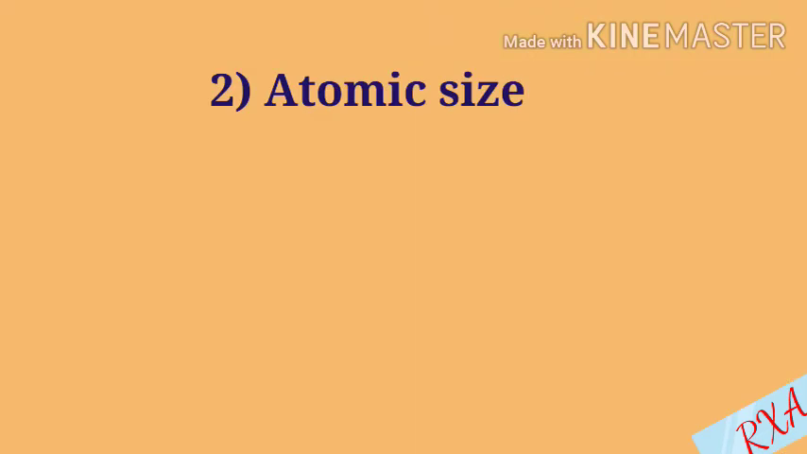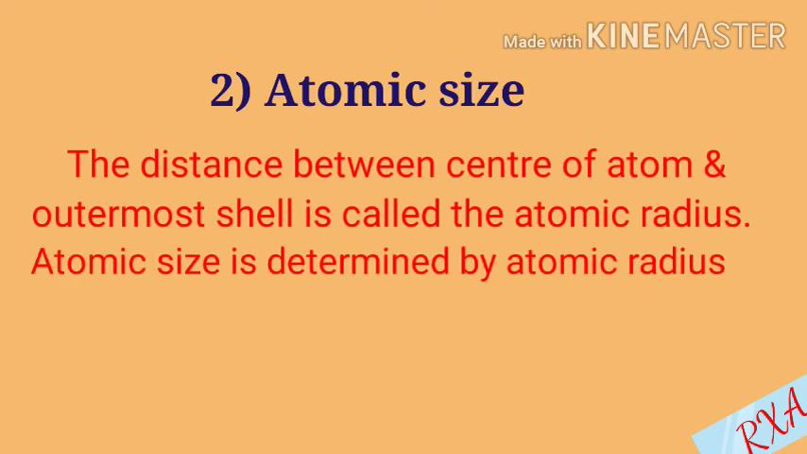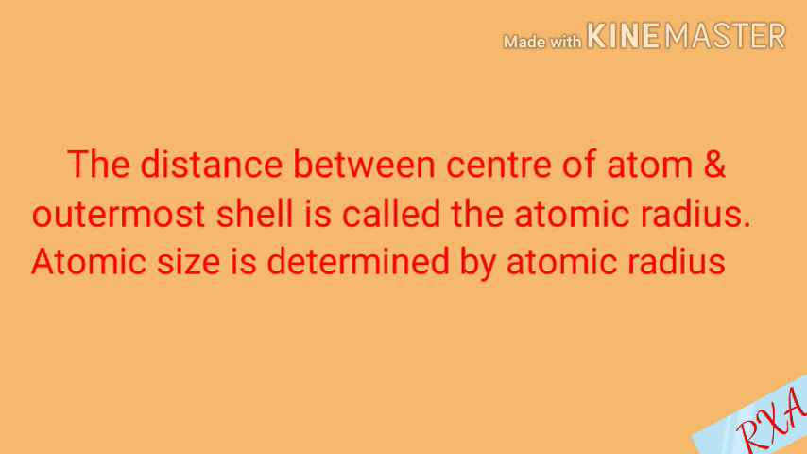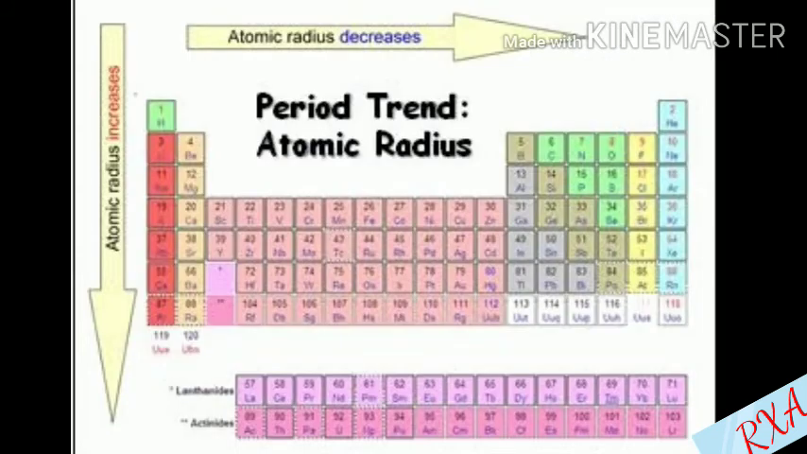Number 2, atomic size. The distance between the center of the atom and the outermost shell is called the atomic radius. Atomic size is determined by atomic radius. In periods, atomic size decreases from left to right, and in groups, atomic size increases from top to bottom. In a period, new electrons are added in the same shell, while in groups, the new electrons are added in a new shell.